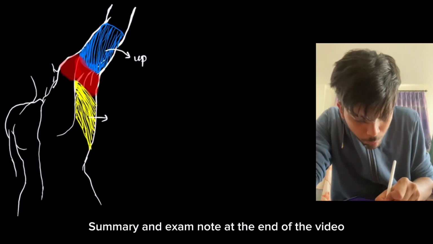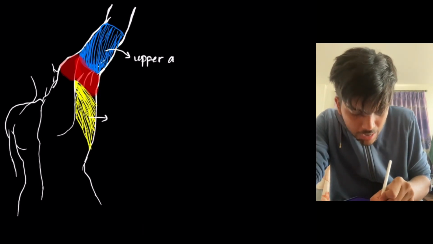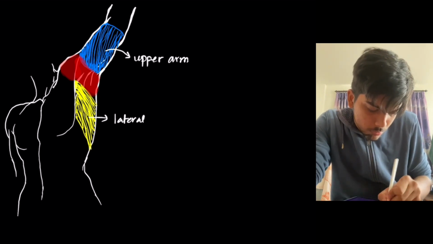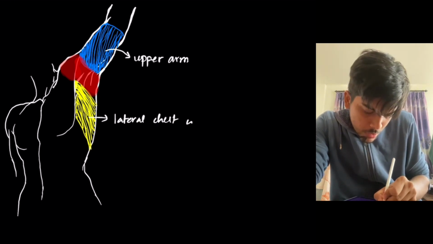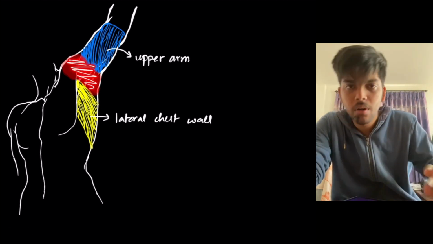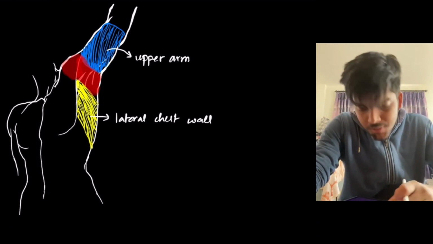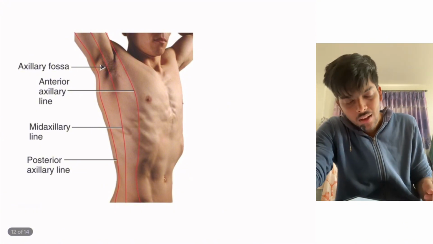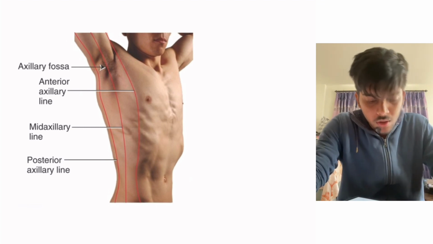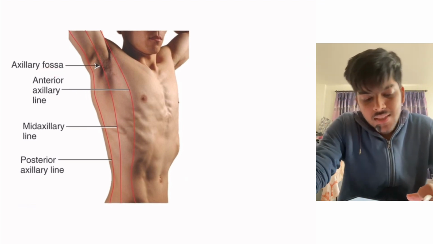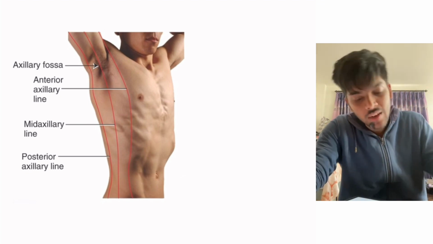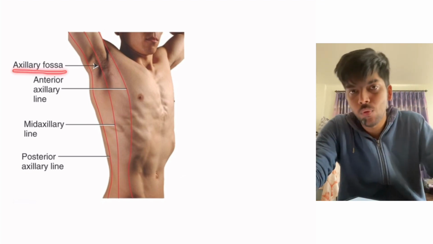In between your upper arm and your lateral chest wall, a space is present, and this space is called the axilla. Externally, at the region of axilla, armpit is present, and at the level of armpit, a fossa is present. Since this fossa is present at the region where axilla is present, it is called the axillary fossa.